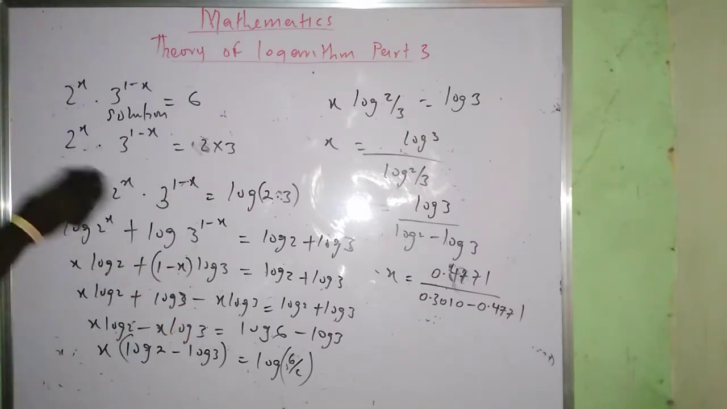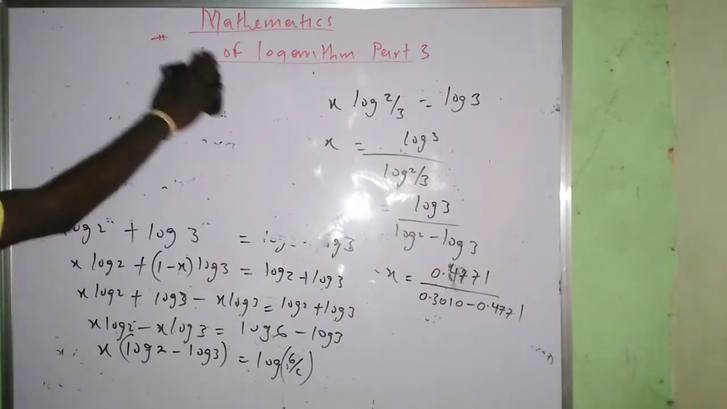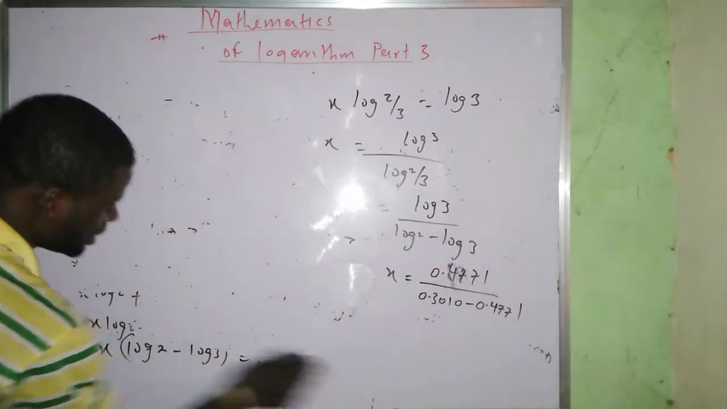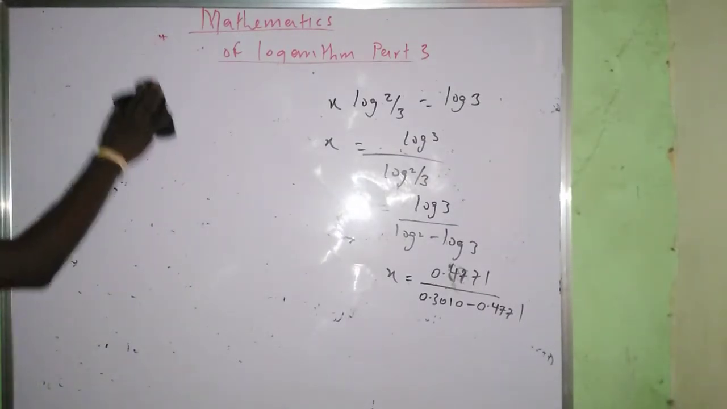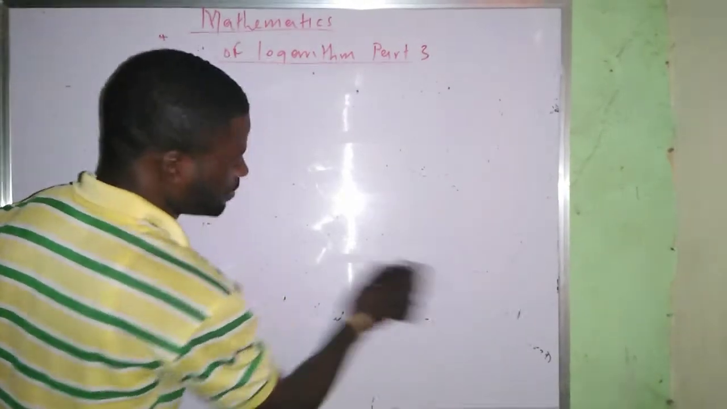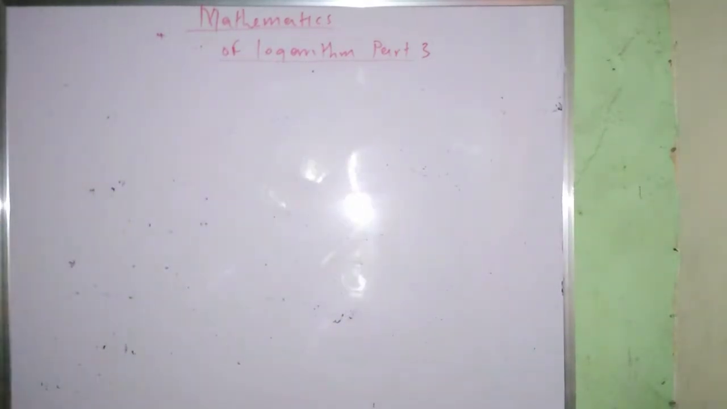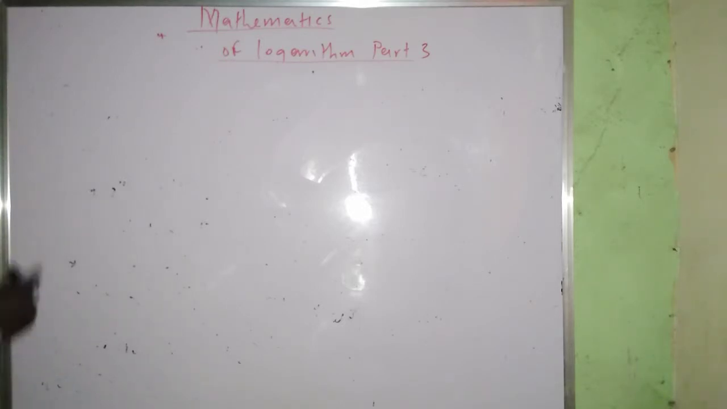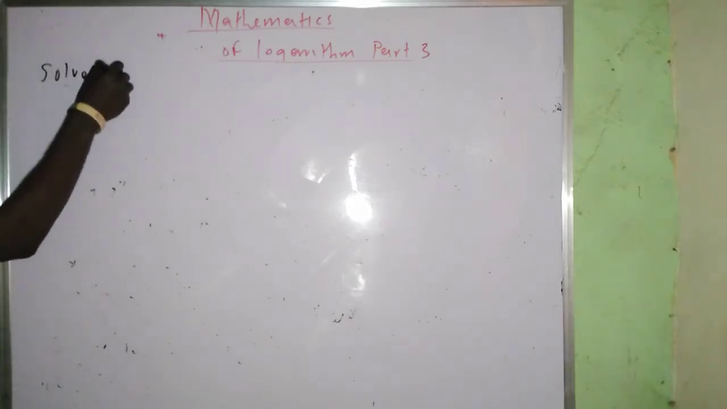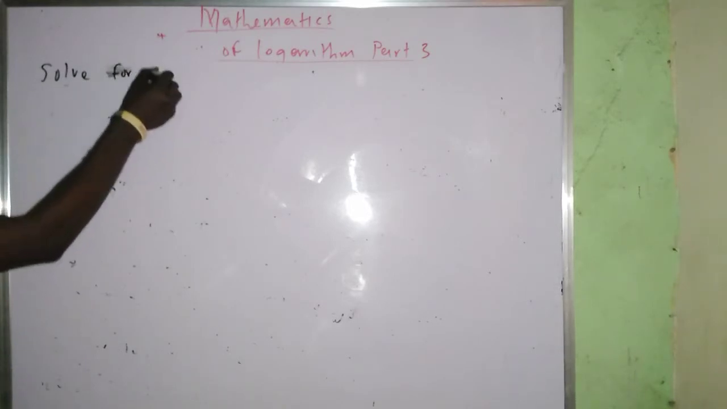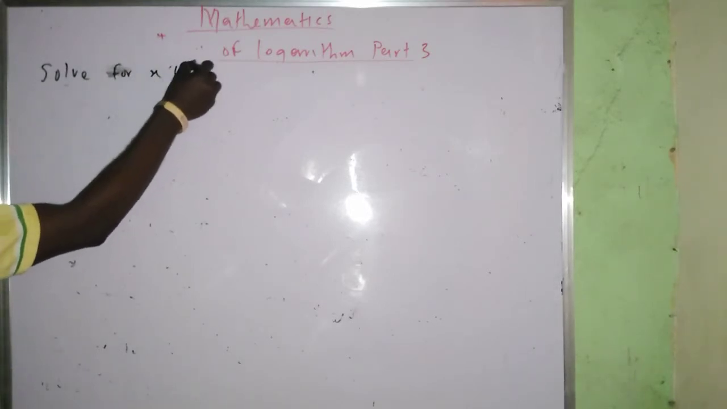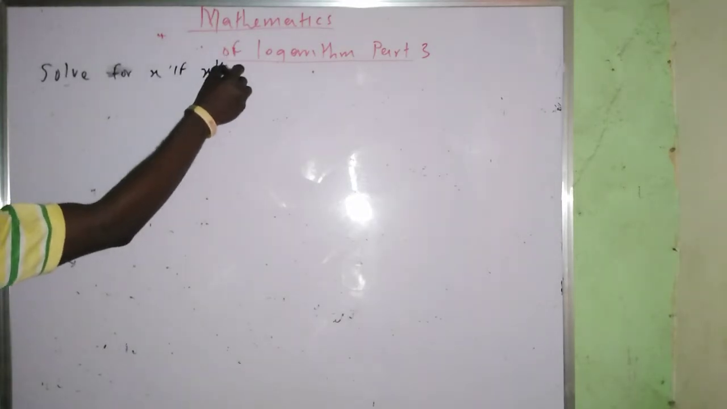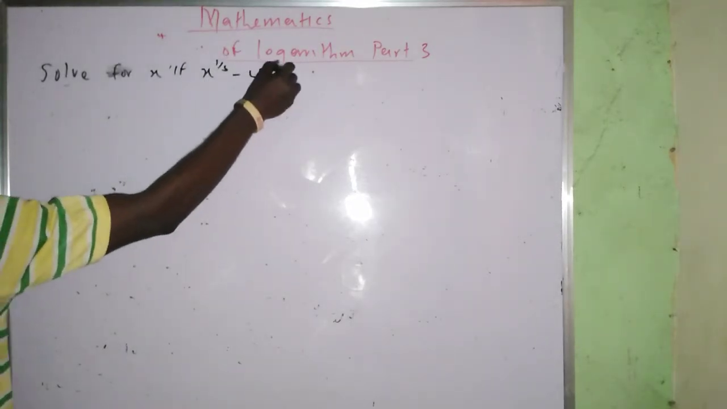Now the last question on this part. Okay, second to the last question on this part. Okay, if I have a problem like this, I have a problem in form of indices, but it's not really an indices problem. Now, if I have a question like this, I have to solve for x.